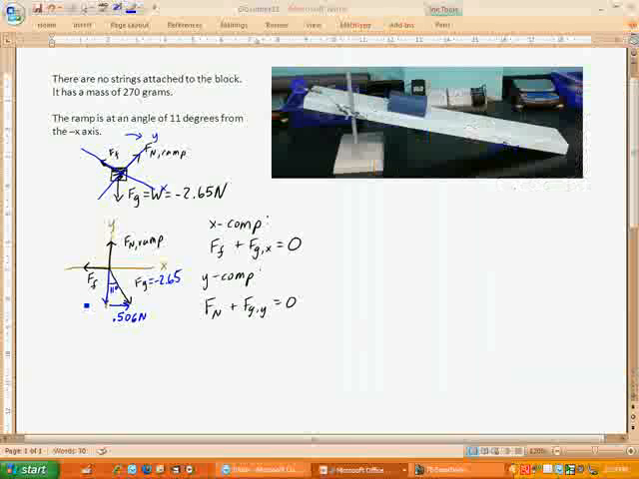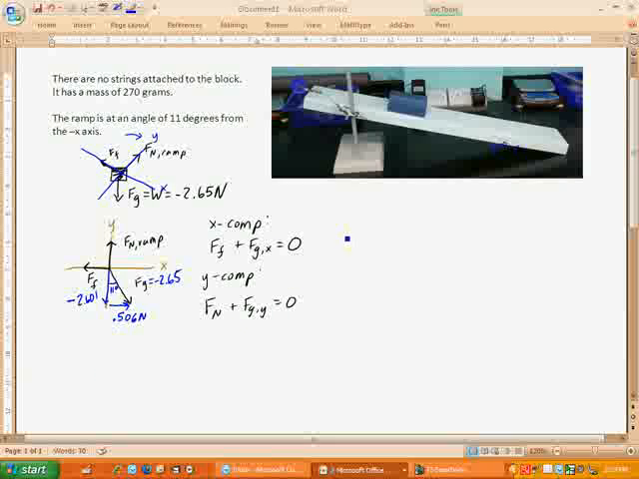So 2.601. And that will be my y component. And so now I can put those in. The y component obviously here is going down, so that'll be negative. The x component is positive, because it's going to the right. And so now I can plug these in, right?